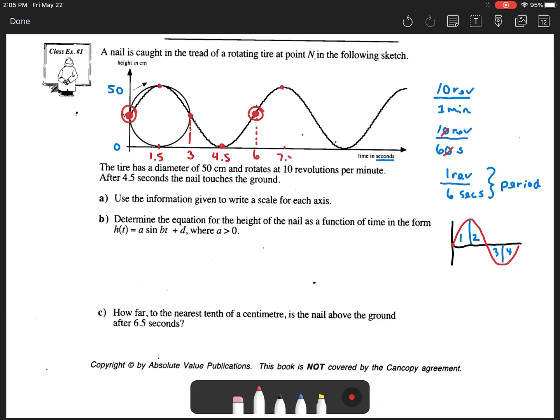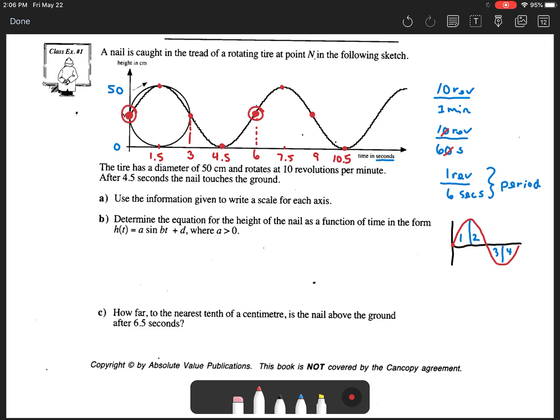So if you keep going, this maximum point up here would be 1.5 later, so that's 7.5. This point here, where that nail is at the same height, would be 1.5 later, which is 9. And then it's back here on the ground, 1.5 later, so there's 10.5. So now I have a really good scale on my x-axis based on what I figured out in terms of the revolution, the period length, and how I label that x-axis.